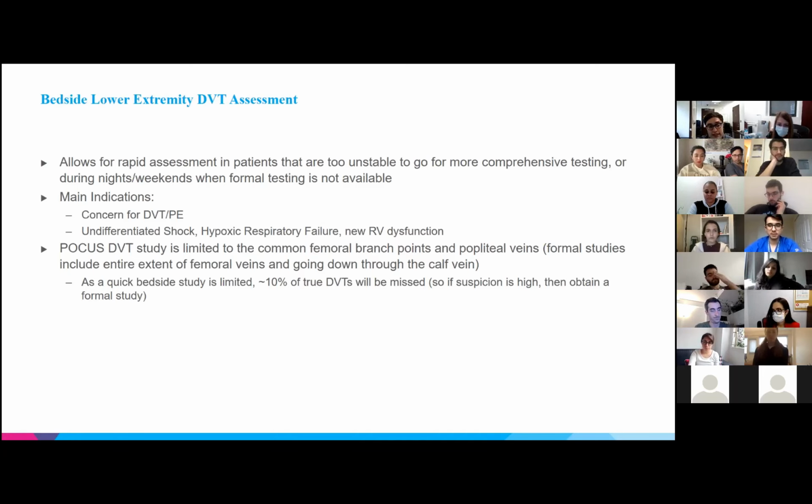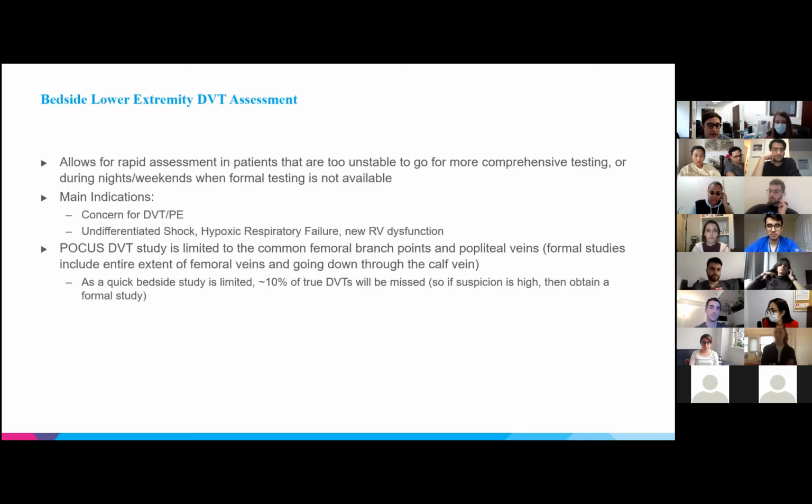I will say POCUS DVT, it's designed to be quick. So it is limited to the common femoral branch points and the popliteal vein. So really, you go within a few centimeters of the groin, and then you jump down to the popliteal after that. And the reason for that is those are the branch points up in the femoral is the most likely area for clots to form, along with the branch points of the popliteal. And that being said, because we're missing the rest of the leg, we are missing about 10% of true DVT.